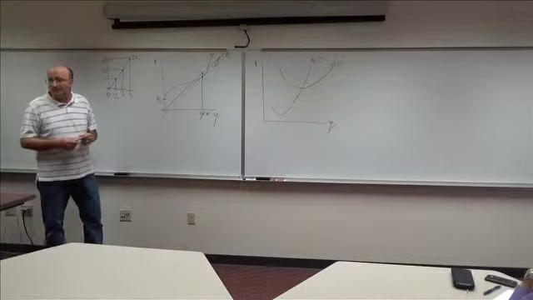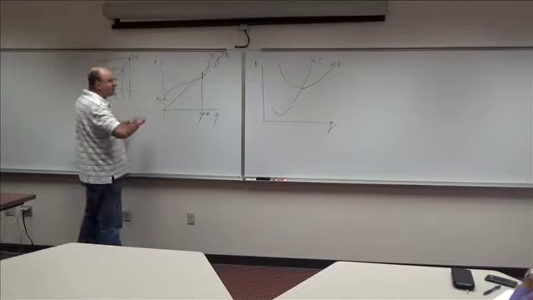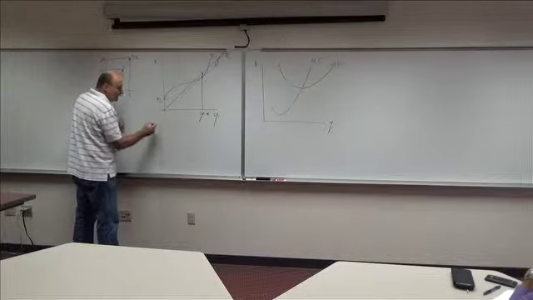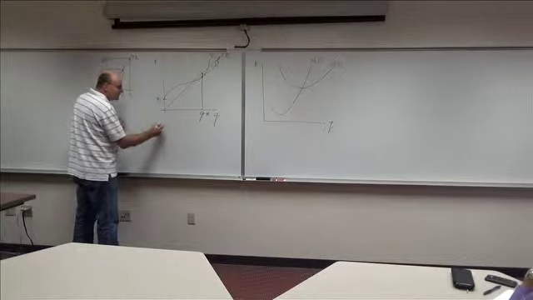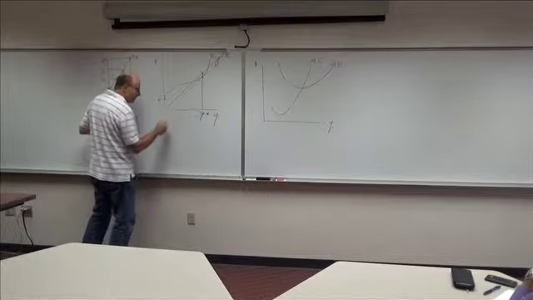That makes sense? In other words, you could rephrase it: the firm produces quantity Q star at which slope, right?